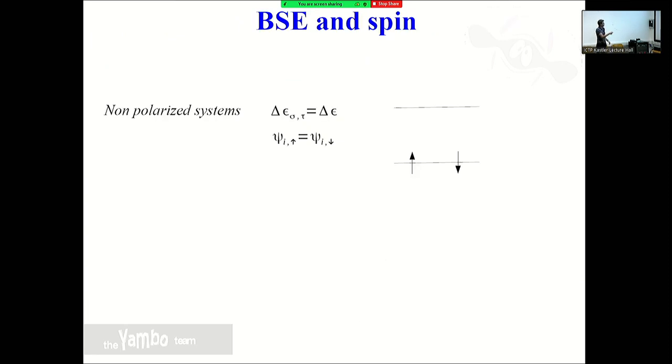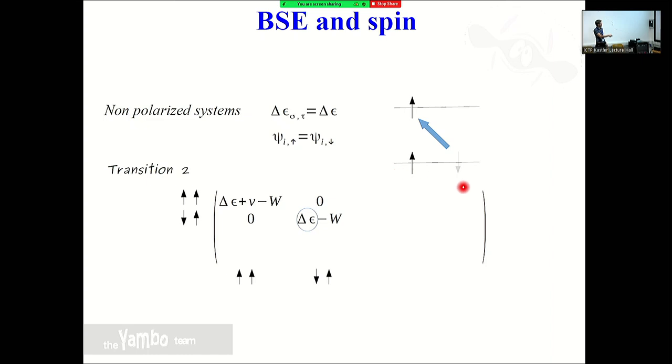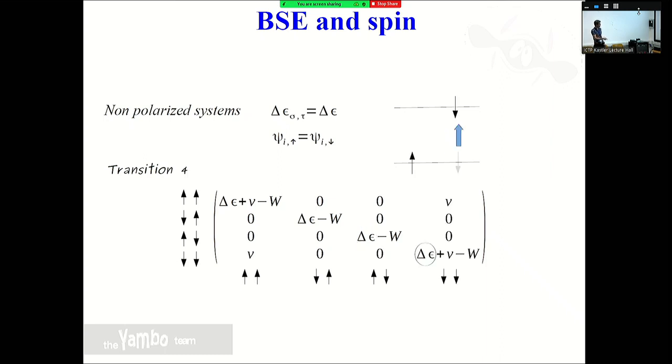So I go very slowly. Let's say that I take a two-level system with just two electrons, non-spin polarized, and I start to consider a possible transition. So spin-up transition, the spin is conserved, and I have all the terms. Instead, if I consider this spin flip transition, so this down-up transition, I see that the spin of the valence and the conduction are different, and then there is no exchange term anymore. There is just the electron-hole interaction. Same for the opposite transition, the other spin flip transition.